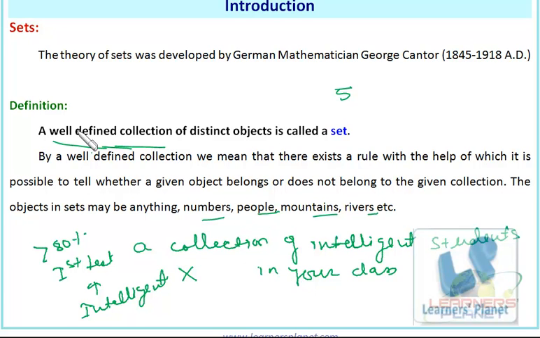Okay, a well-defined collection of distinct objects is called a set. The very important thing is well-defined collection. Right, there should be some criteria.